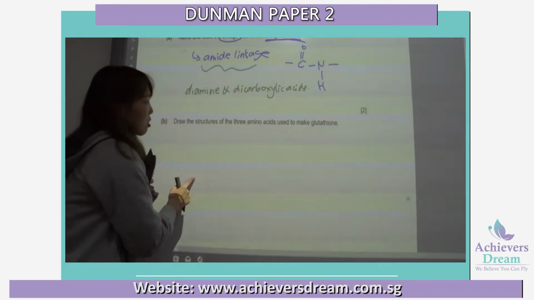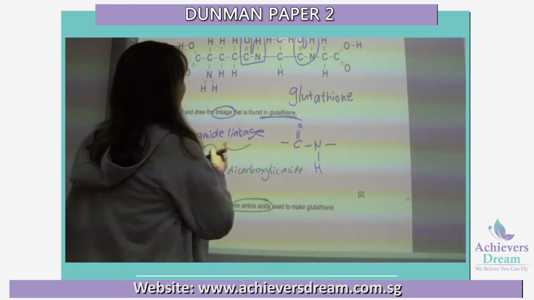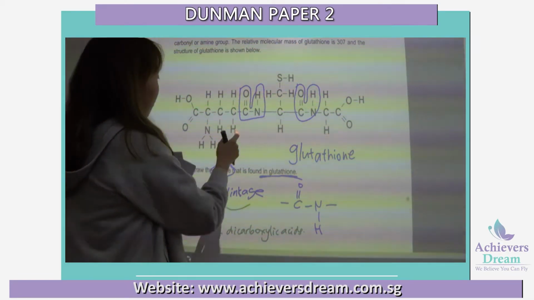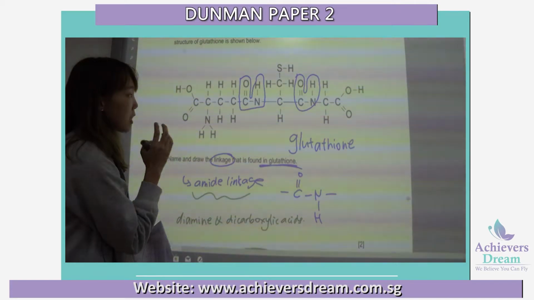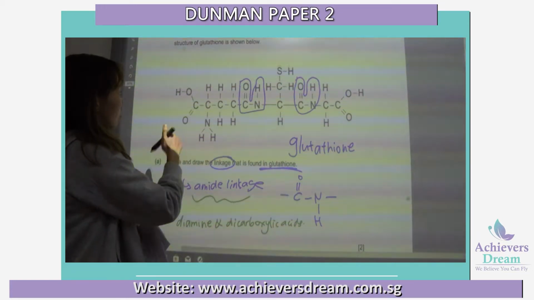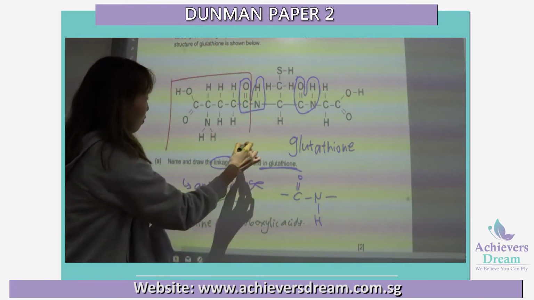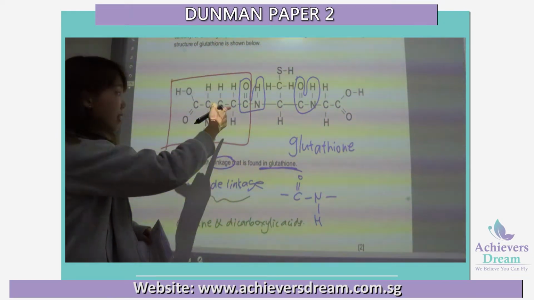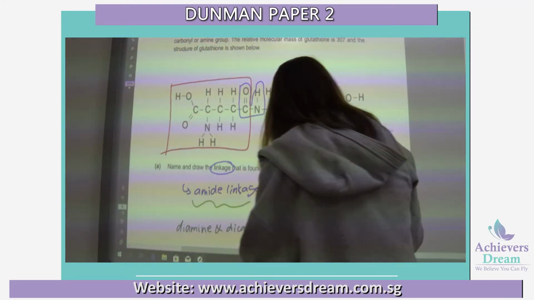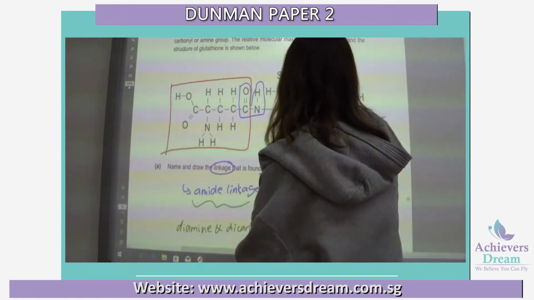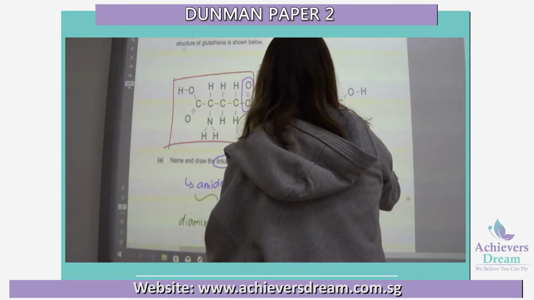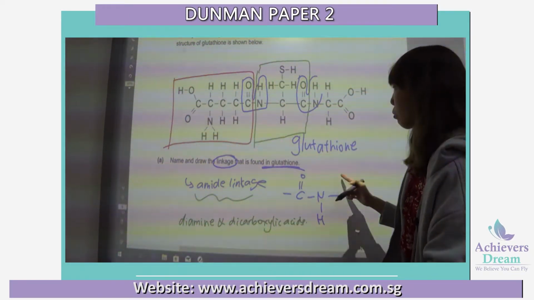Part B, draw the structures of the 3 amino acids used to make it. Now let's look. I have 2 amide linkages here, correct? So if I split into 3 amino acids, how will I split? It will be this, one of it, and here would be my carboxylic acid, correct? Remember my dicarboxylic acid. Then my second monomer would be this, correct? Do you all get the idea of how to do this now?